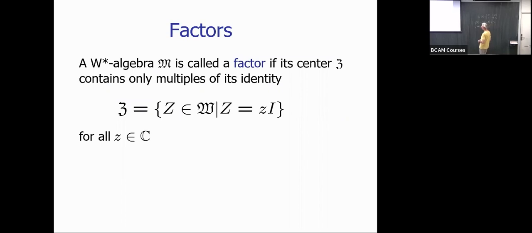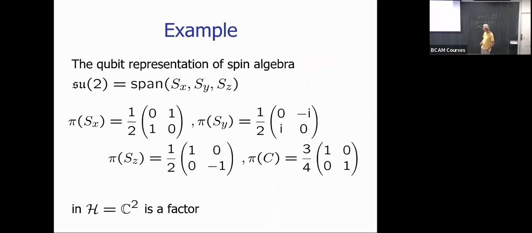But now we still need some other concepts. We call a W-star algebra a factor if its center contains only multiples of the identity. And of course, we also include the zero element here and the identity element. And of course, I have already presented this example to you when we generated the qubit representation of the spin algebra. We came up with the Pauli matrices, and here there was the matrix representation of this Casimir operator, and you already see this is just a multiple of the identity, and therefore the corresponding W-star algebra generated by these Pauli matrices is such a factor algebra.